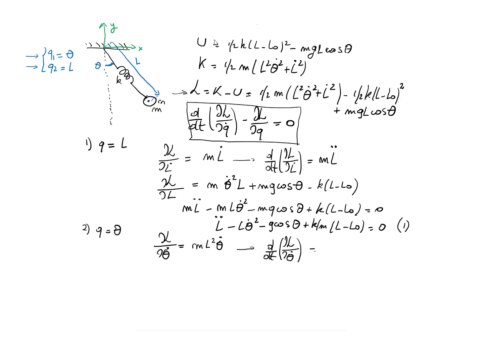Two terms over here, so I'll have m L squared theta double dot plus 2 m L theta dot L dot, right? And now the partial derivative of L with respect to theta, and as far as I can see, there is only one term. When you take the derivative of cosine, it's minus sine, so m g L sine theta, right?